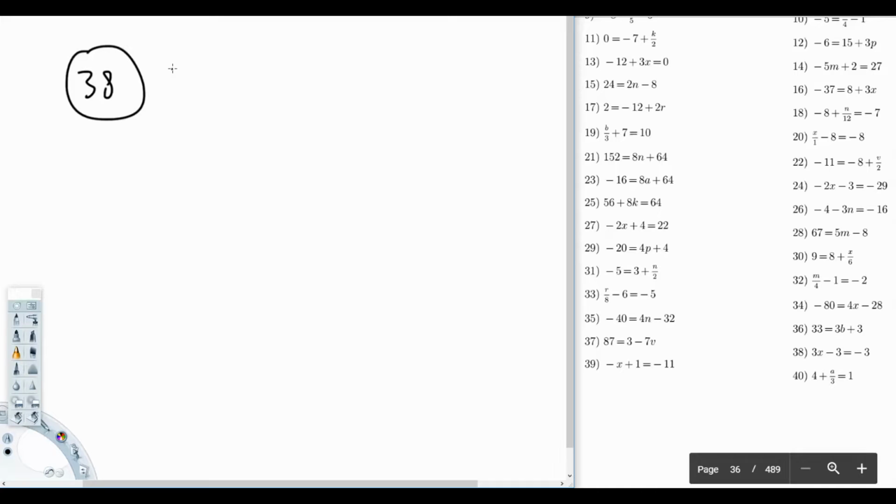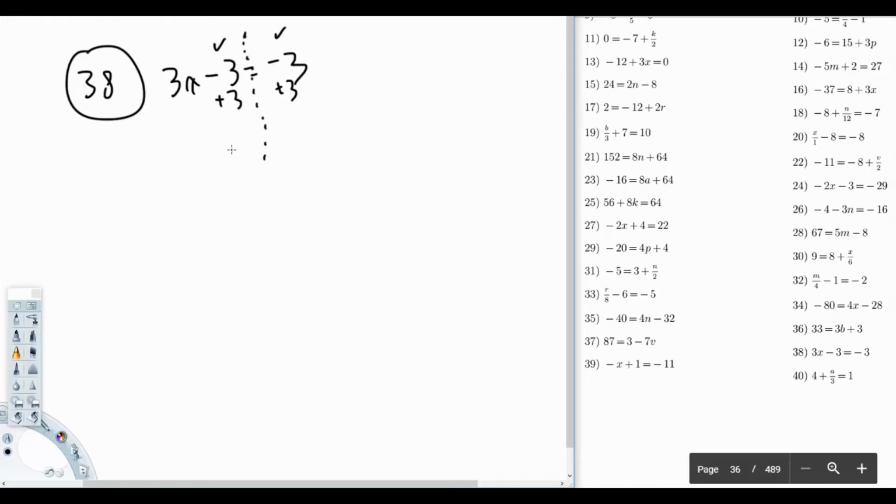38, we're almost done. 3x minus 3 equals negative 3. Once again, they're trying to blitz you with all the same numbers to confuse you, to make you lose your cool. Divide the problem right here. Remember, it's a two-step problem. We put what we know on one side. We know what this is. We know what this is. So I'm going to add 3 here. I'm going to add 3 here.